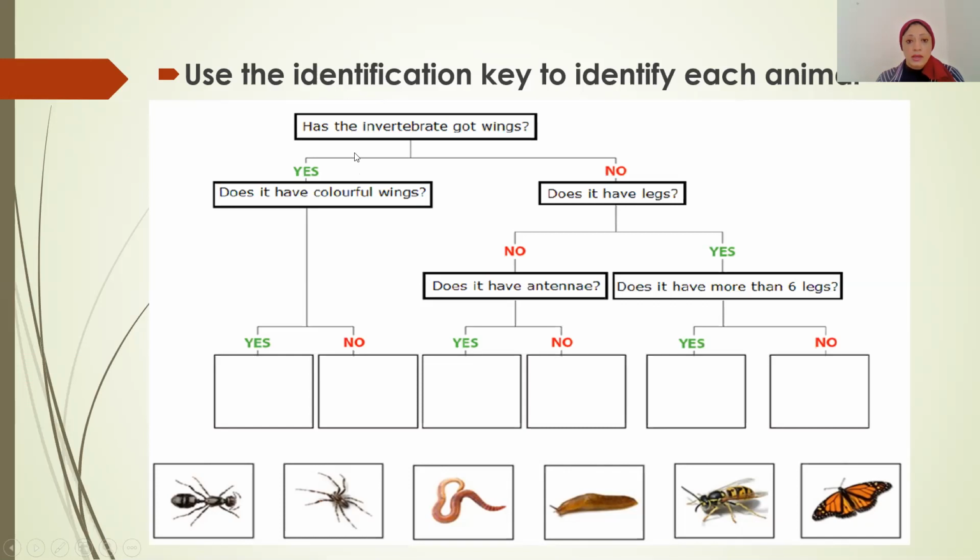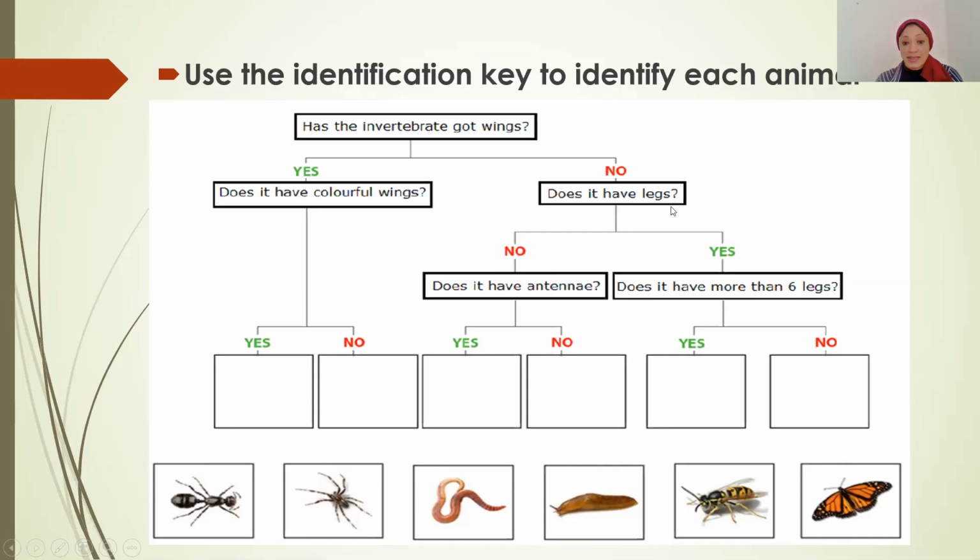Has the invertebrate got wings? Some of them have wings and the others are without wings. Let's see which ones. Butterfly and wasp. So if yes, does it have colorful wings? If yes, it will be the butterfly. If no, it will be the wasp. If the invertebrate has no wings, you have to choose between the slug, worm, spider, and ant.